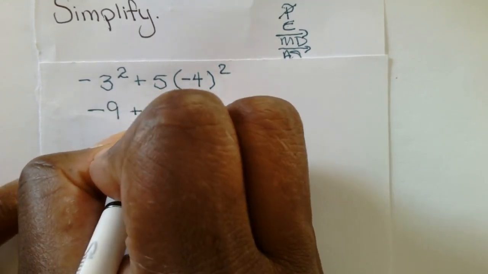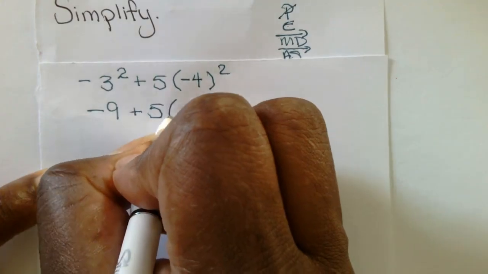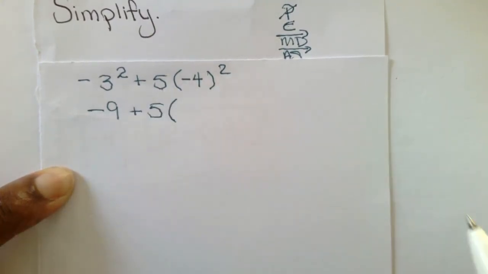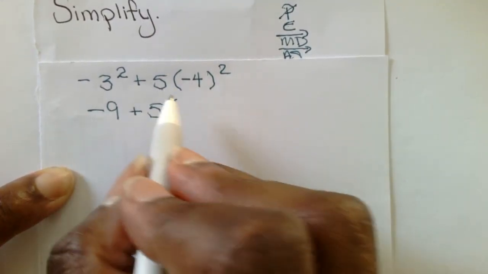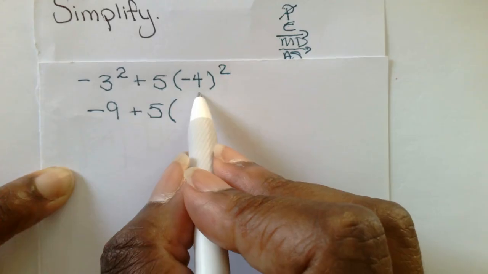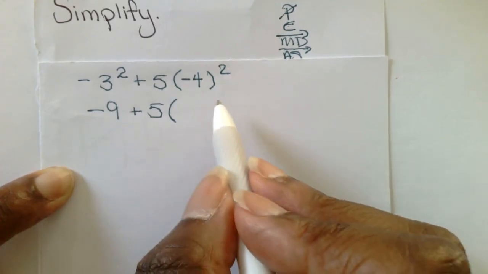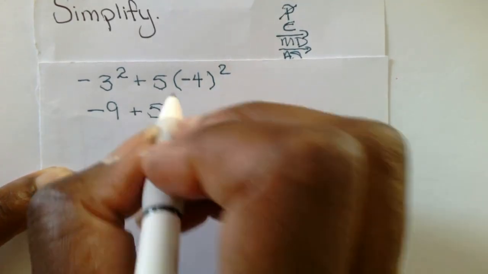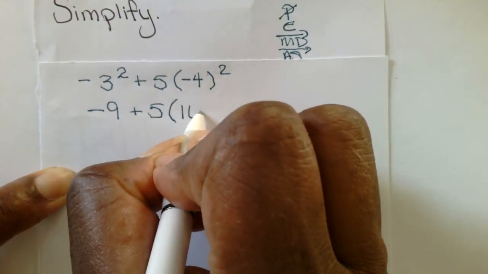plus my 5. And we can't multiply the 5 and the negative 4 because we have to take care of the exponent. So negative 4 squared, that's the same as saying negative 4 times negative 4. That gives me 16.